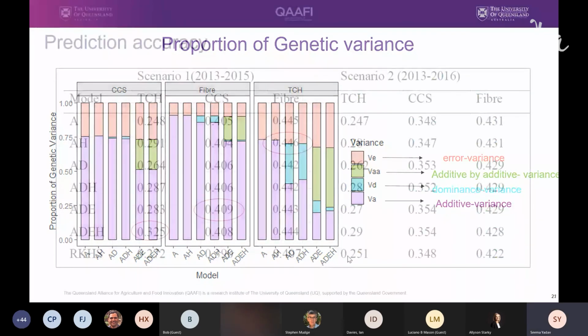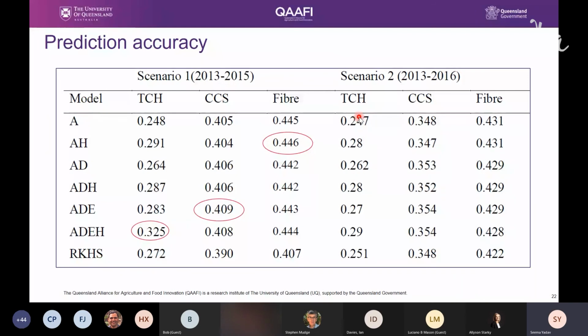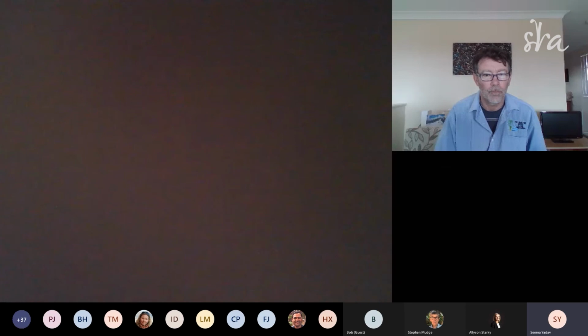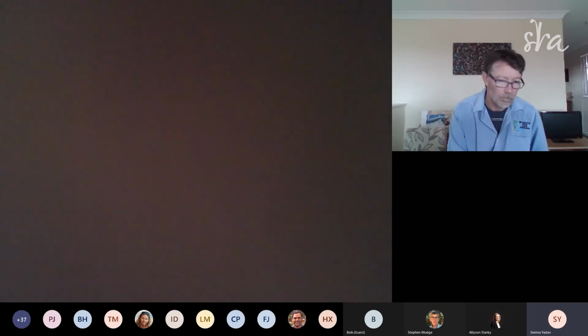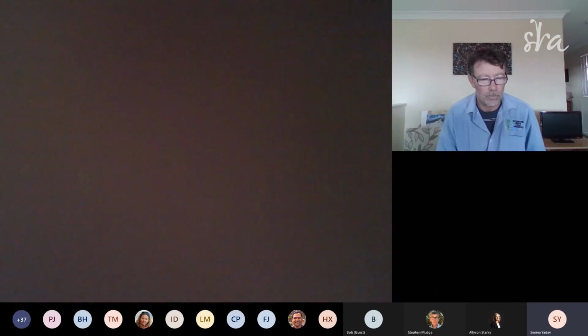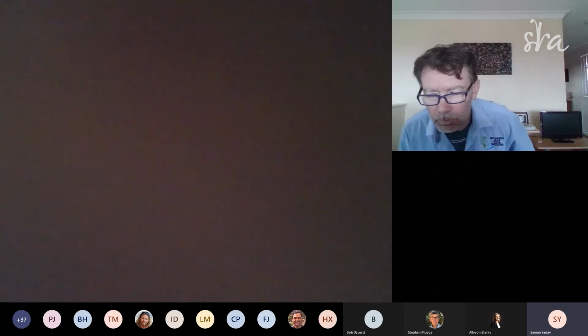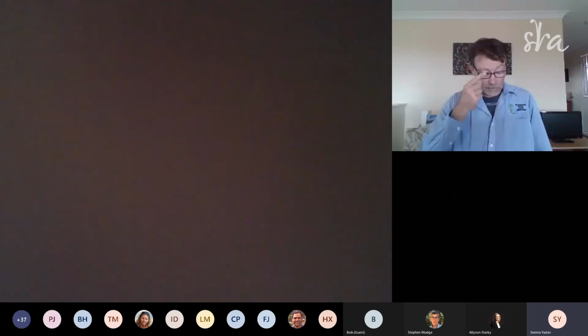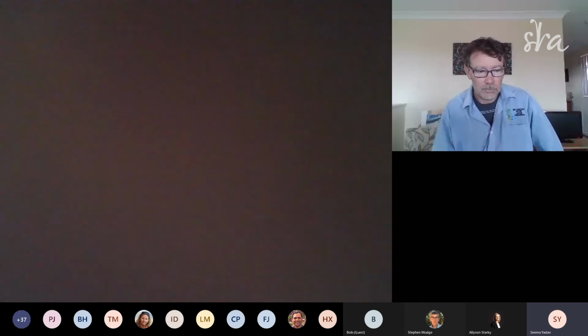And if we go to a different prediction scenario to test things like training population size and yearly interaction, I will just show you scenario one. If we talk about the average prediction accuracy in the TCH, when we use the additive model and then extend to the full model, where we include dominance, epistasis, and heterozygosity, our prediction accuracy improves significantly in the TCH. We can say that because TCH, the cane yield, is highly affected by non-additive genetic variants, it increased the prediction accuracy.